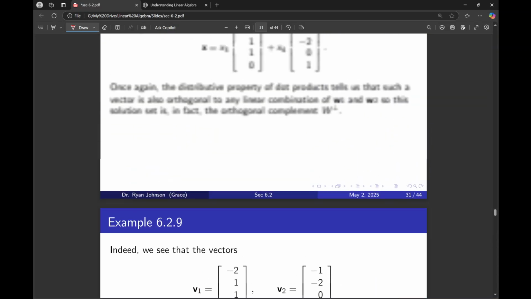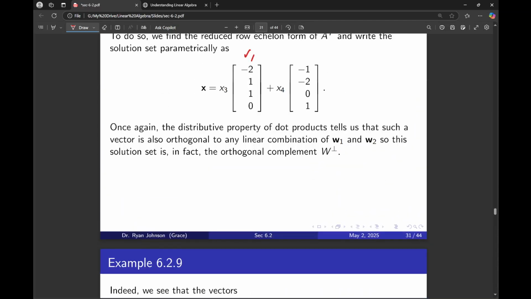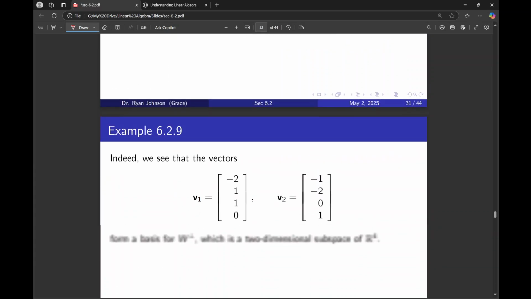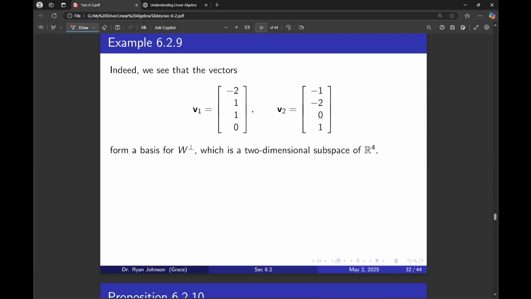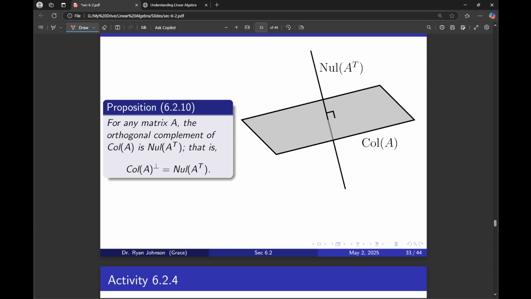So then V1 and V2, call this guy V1, call this guy V2, they form the basis of W perp. Okay? So then, here's our proposition. For any matrix A, the orthogonal complement of the column space of A is the null space of A transpose. Okay? Now this is really fun.